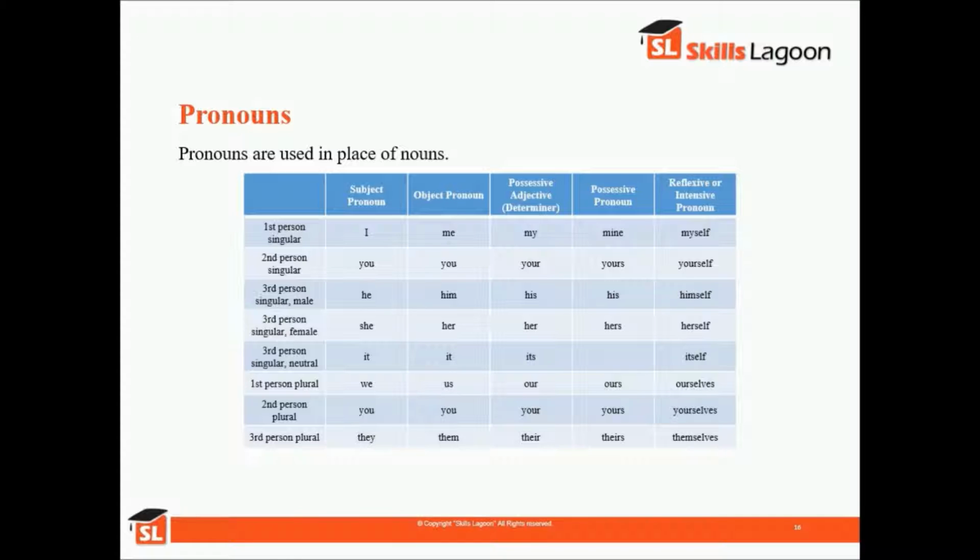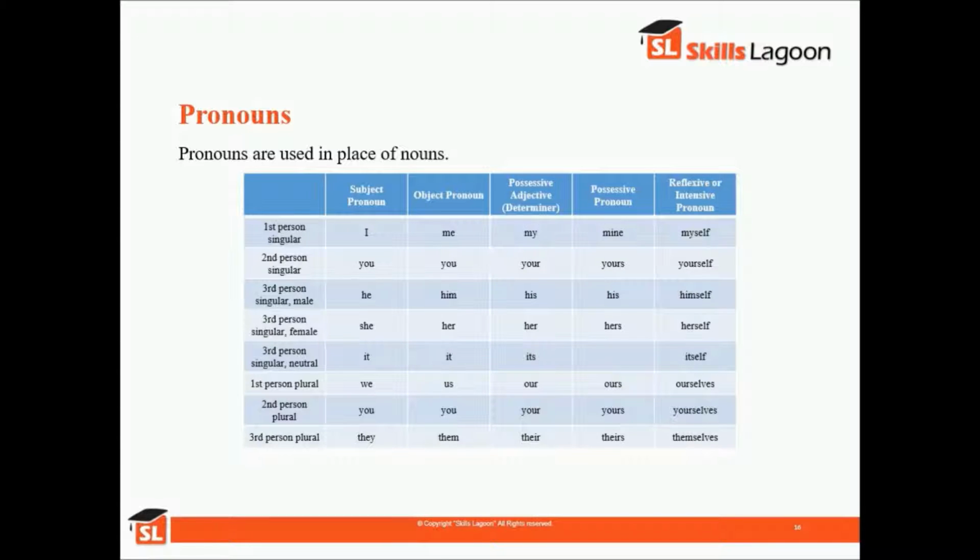Third person singular female, she is a subject. Her is an object. Her can be used as possessive adjective. Hers is a possessive pronoun, and herself is a reflexive pronoun. Third person singular neutral, it is a subject pronoun. It can be used as an object, and if you want to use it as a possessive adjective, it will be its, and itself is a reflexive.